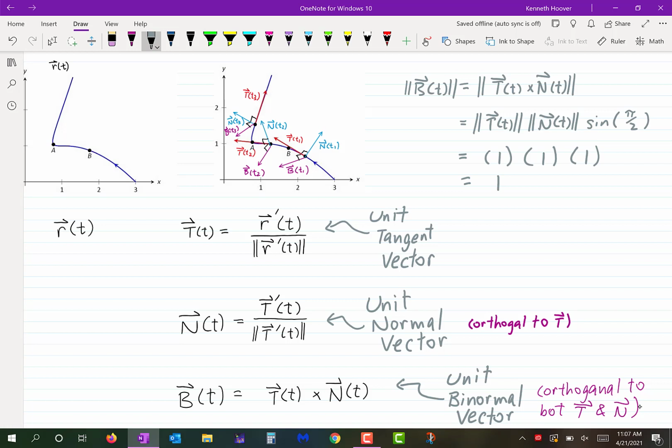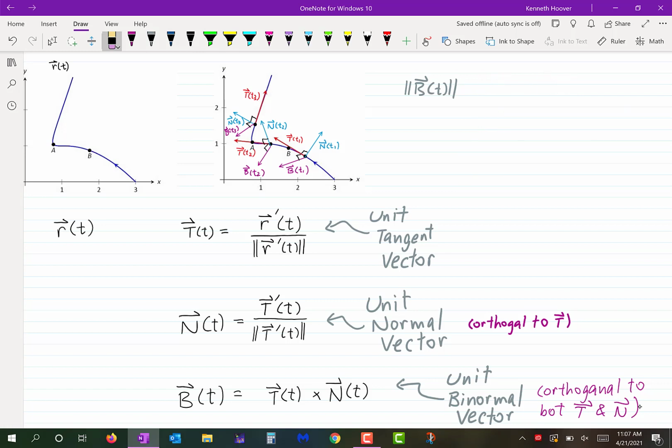So that's kind of nice. You don't have to rescale the binormal vector to make it have a magnitude of 1. It will automatically have a magnitude of 1. That's kind of nice. And by adding that binormal vector onto there, it just helps to show you a little bit more clearly any twisting.